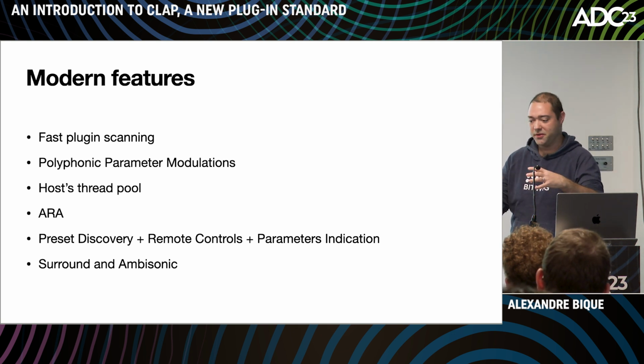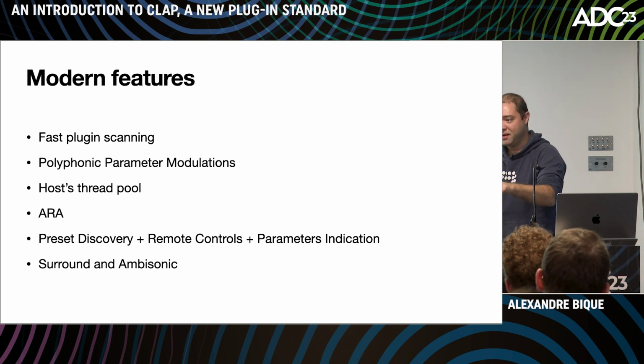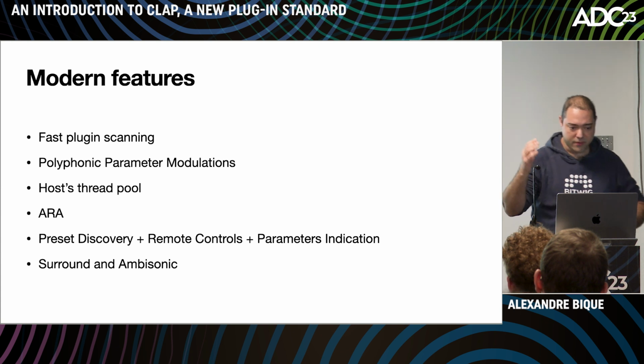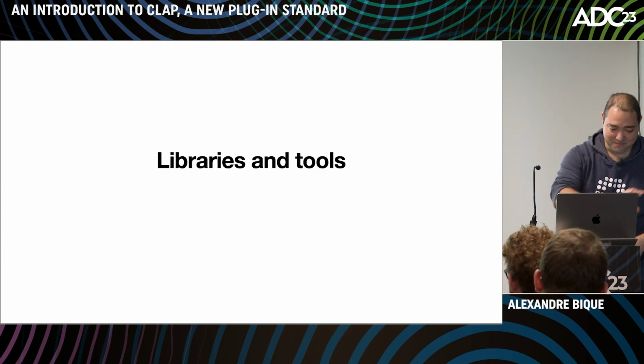And with the remote controls, you get the remote controls for any controller with a bank of 8 parameters. So you can have this nice integration. And with parameter indication, you can tell the plugin, oh, you have a physical knob that is currently being mapped to that control. So you can indicate in your GUI that one knob is being controlled by a physical control as well. And this put together gives you a very nice integration for making hardware. We have also surround, ambisonic, and more to come.